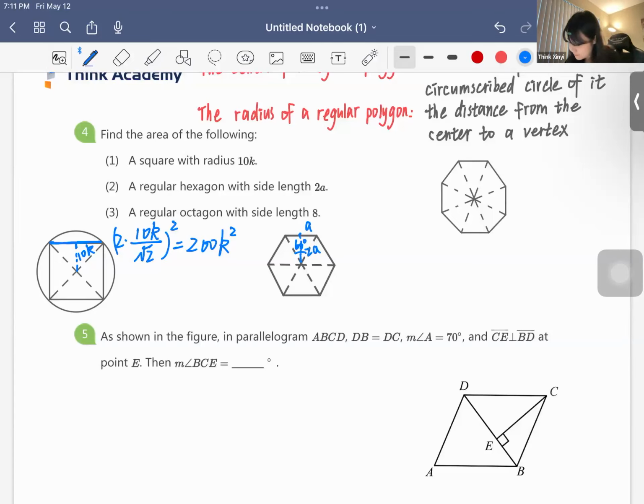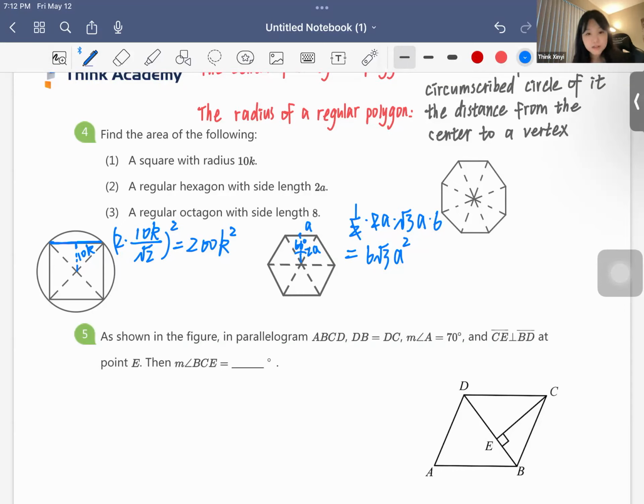So for each equilateral triangle, the area is 1/2 times the base, which is the side length 2A, times the height root 3 A. We have 6 such equilateral triangles, so we need to times 6, and the final answer is 6 root 3 A squared as the area of the regular hexagon. Okay, let's see the third one.